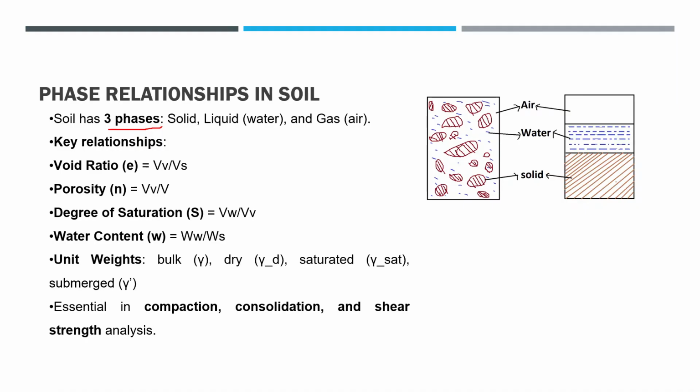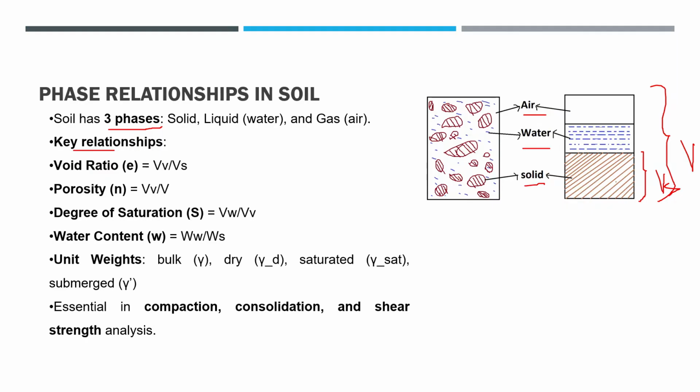So the next is key relationships. Before knowing the key relationships, we first have to know this. Consider this as a complete three-phase system where solid, water, and air are present. So we call it a three-phase system or a partially saturated soil. Here the complete volume is termed as capital V. The volume of the solids alone is termed as Vs.